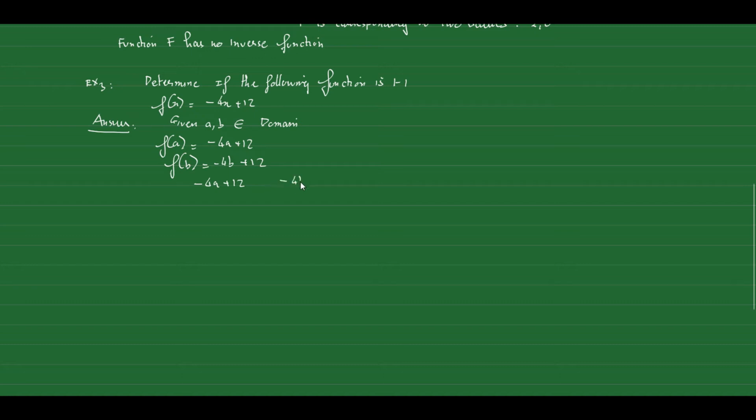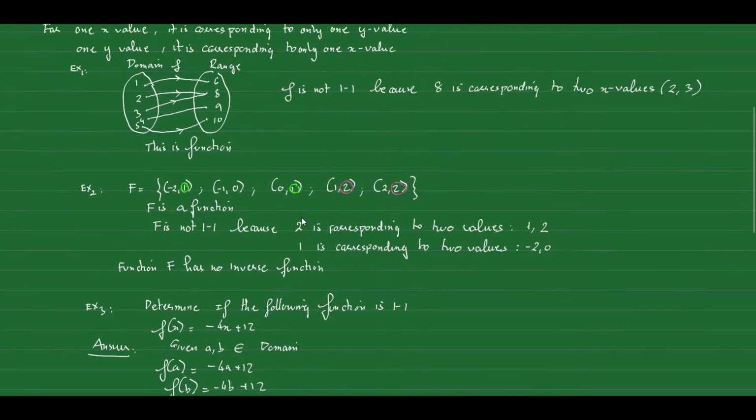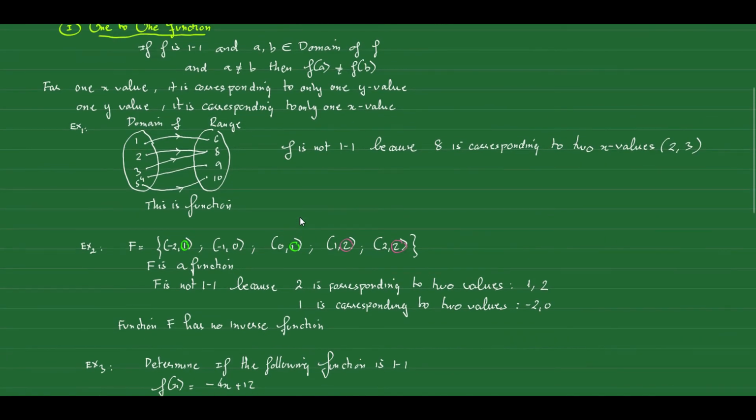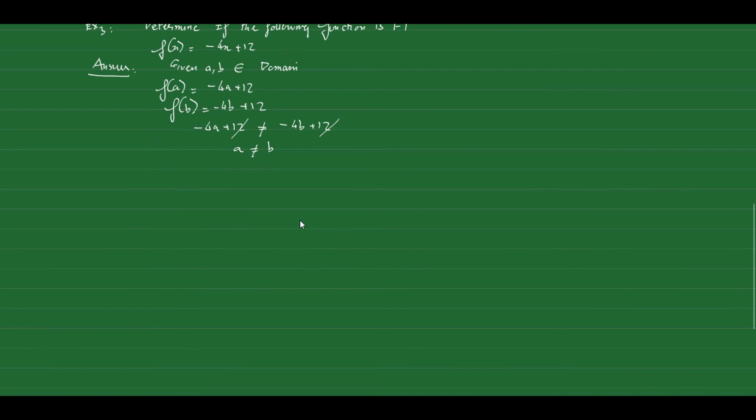And negative 4b plus 12. It is, because you see that 12 and 12 cancel out, so we have a different from b. So I just proved it, because I just showed that if fa is different from fb, then a is different from b. You can also do the other way around: if a equals b, then fa equals fb. That's the same thing.